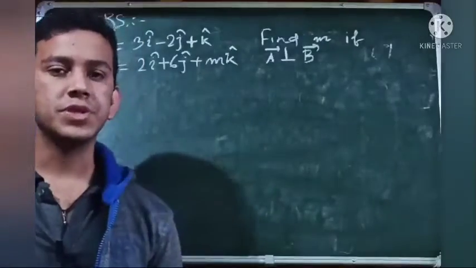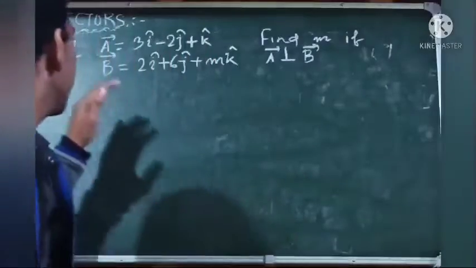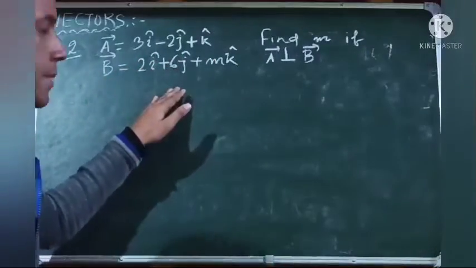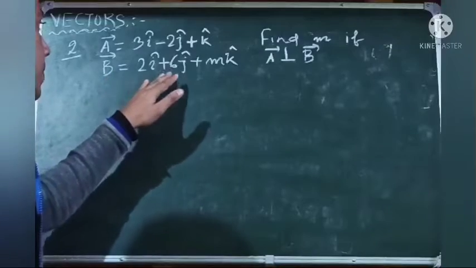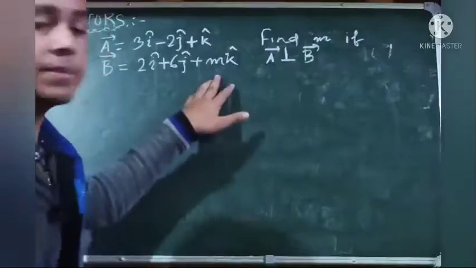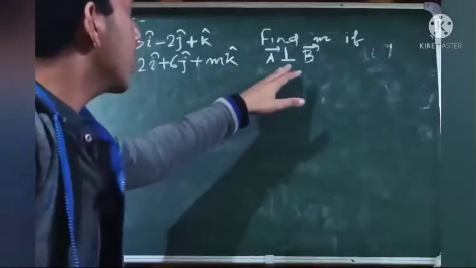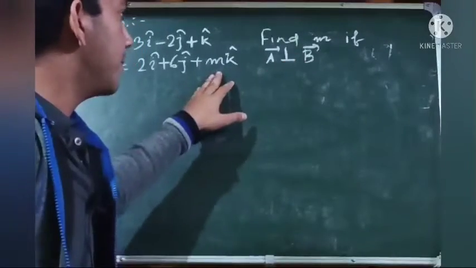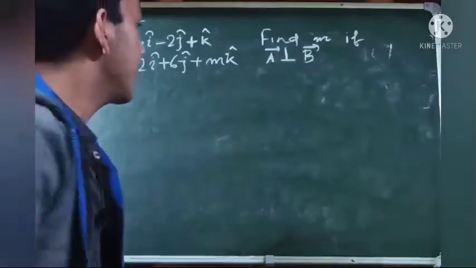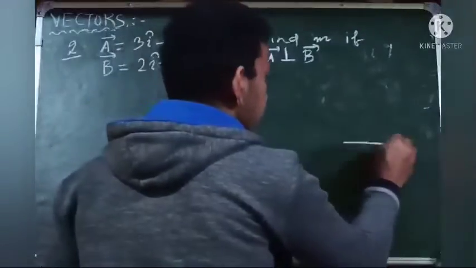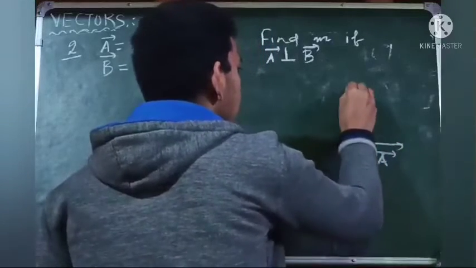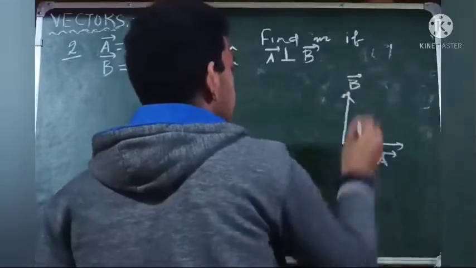Now let's proceed to question number 2. Here we are given a vector as 3i cap minus 2j cap plus k cap, and b vector as 2i cap plus 6j cap plus mk cap, where m is a scalar number. Now we are required to find the value of m if we are given that a vector is perpendicular to b vector, as given in the question.